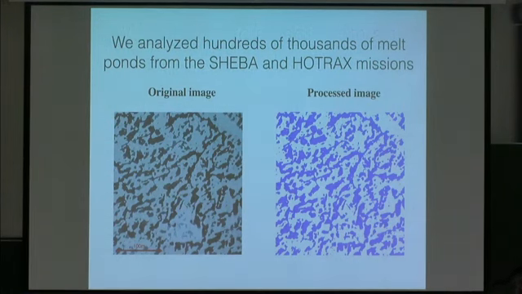And so we need a way to choose these parameters. Obviously, we want to do it by comparing with data. So we analyzed a bunch of images from the SHEBA mission and the HOTRAX mission. We split the images into ice and ponds. So this is an example. And for every date, there were a couple of dates available. For every date, we got around 100,000 ponds. So there was a lot of data.